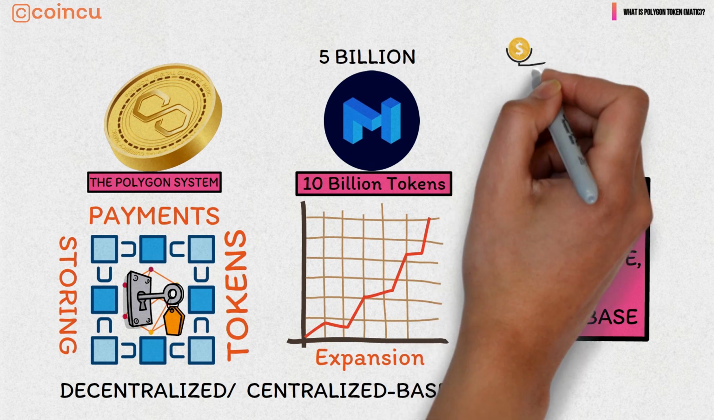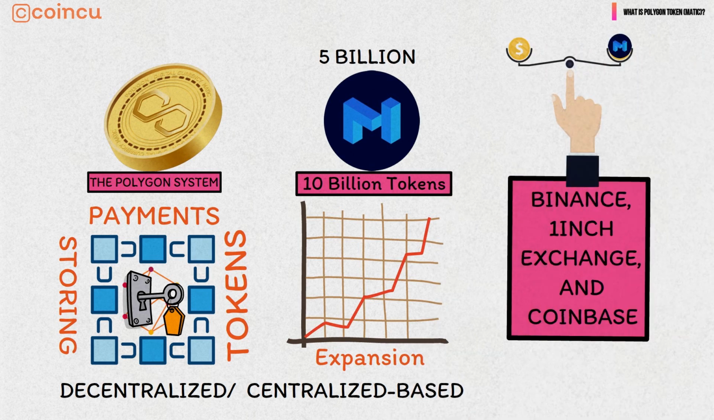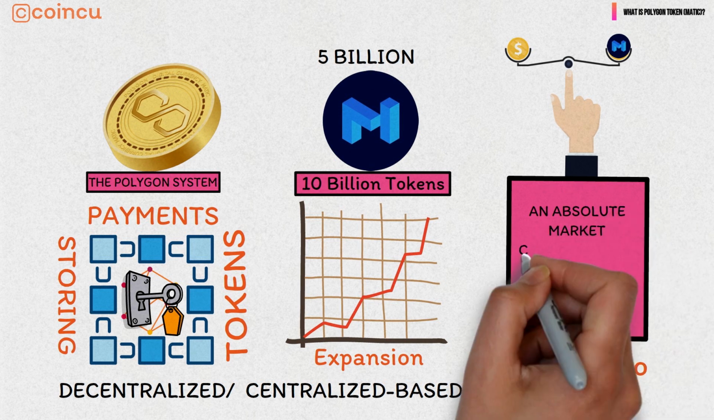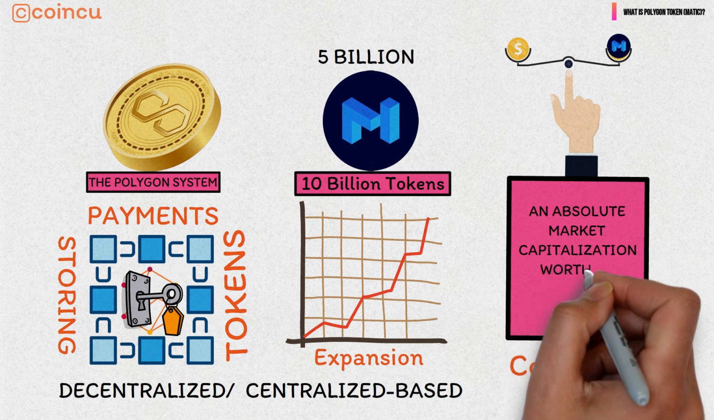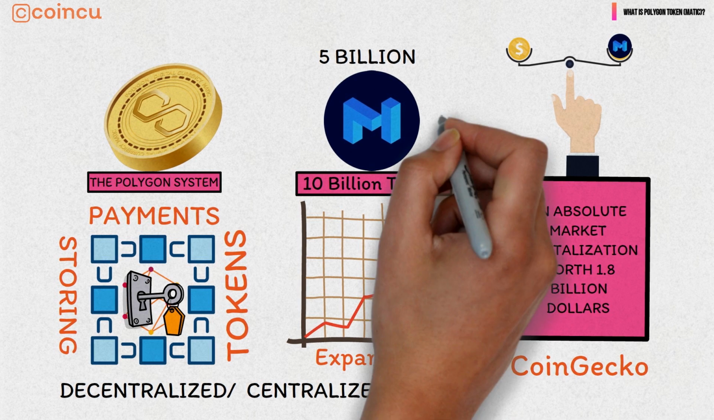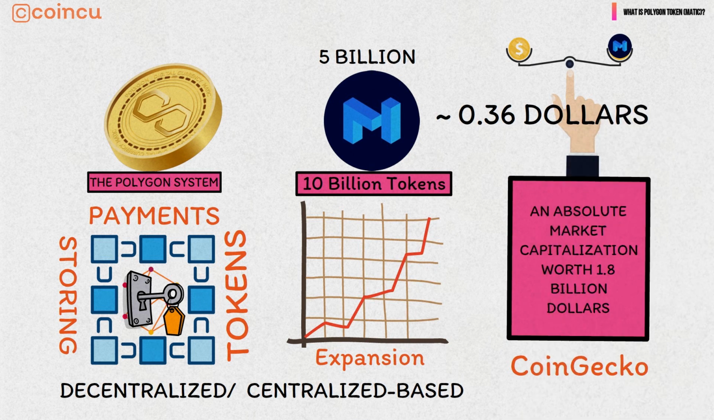The crypto world is coming together to simplify the purchase of Polygon Matic tokens by making it accessible with both fiat and crypto. CoinGecko has reported that at the time of composing, the Polygon Matic market has an absolute market capitalization worth $1.8 billion. Currently, the Polygon Matic token value is standing at approximately $0.36.